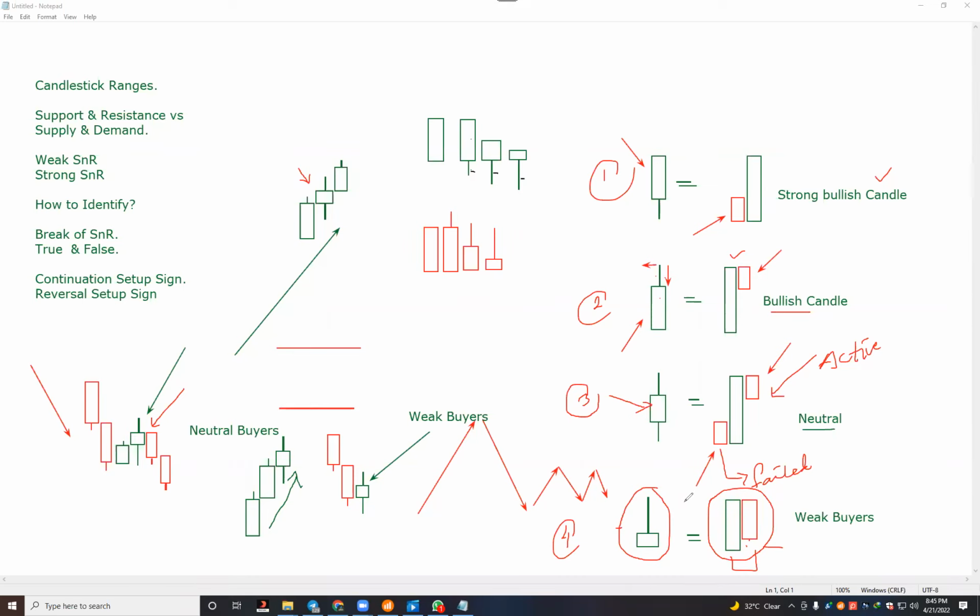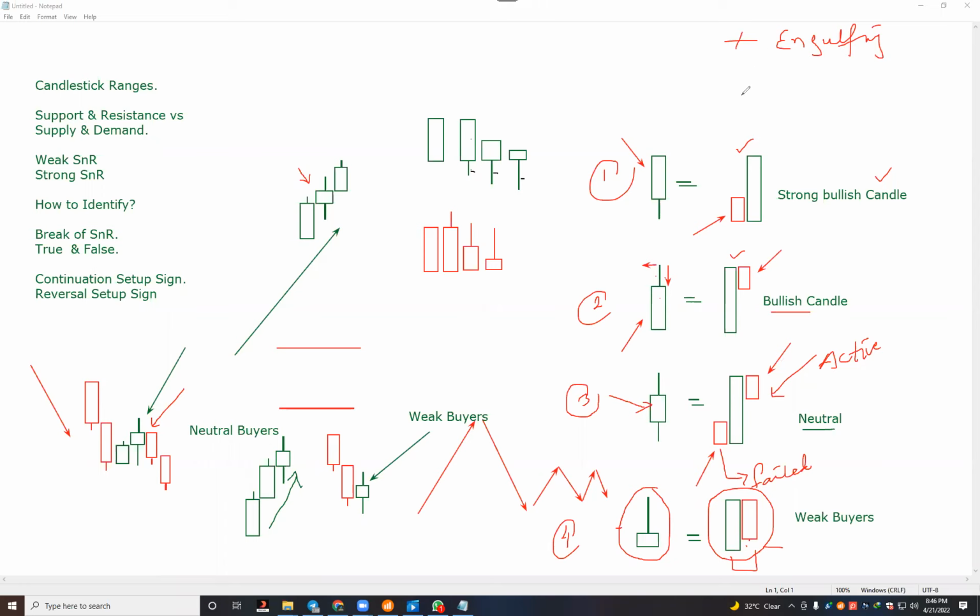Which is this pattern? I sometimes get these mixed up, but is it the inside bar? Yes, you are correct. This is the inside bar. And which is this pattern? Engulfing. Someone says that is the engulfing. Oh wait, no, because it doesn't pass the 50% level.